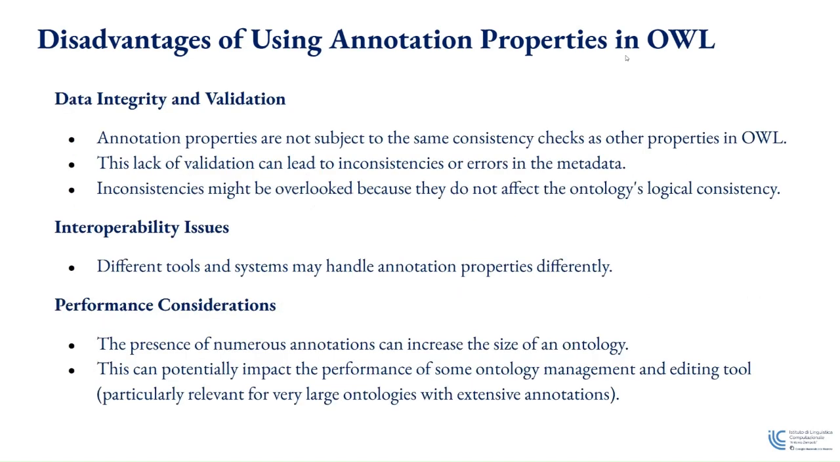Annotation properties are not subject to the same consistency checks as the properties in OWL. The consistency check we have already seen with, I don't remember the name of the participant online, because obviously you can check the consistency of the ontology by using the reasoner, but the reasoner doesn't work with the data formalized as annotation properties. So you cannot check the consistency of the data you formalized as annotation properties.